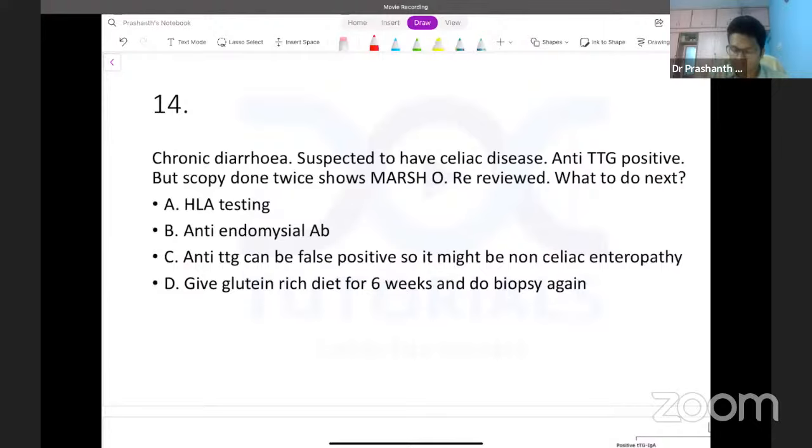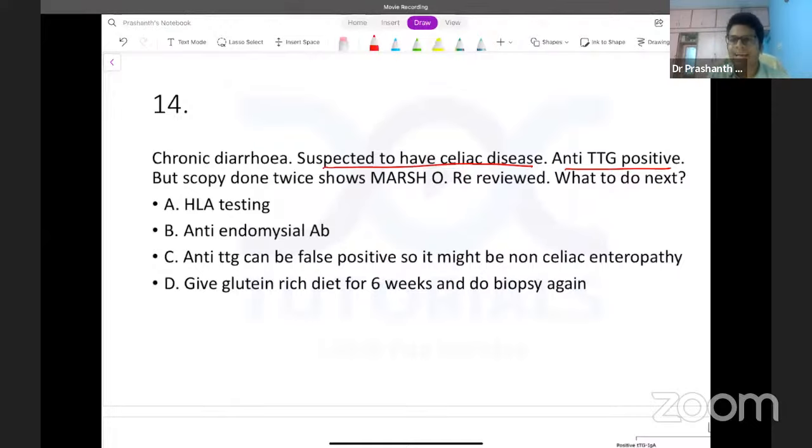See, in this question, for some reason, you are suspecting celiac disease. TTG is positive. Now, TTG being positive is not a simple thing. It is like almost quite sure that you're probably dealing with celiac disease in a suspected case. But biopsy is negative and it's negative twice. What to be done next?